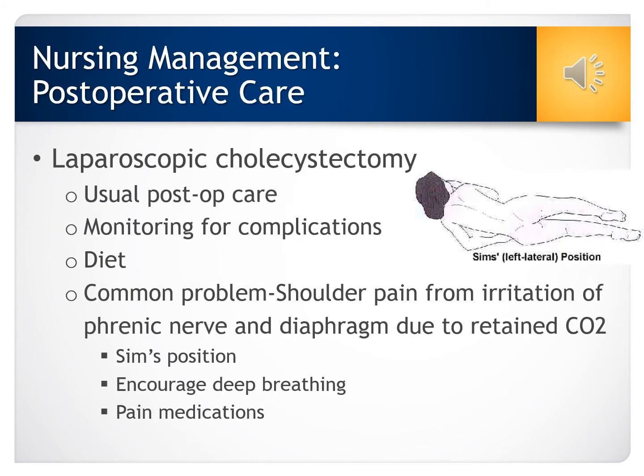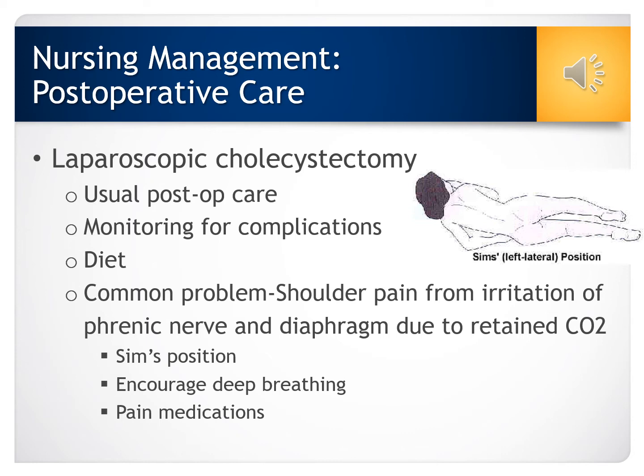Care for the patient who has had a laparoscopic cholecystectomy will include the usual post-op care. You will monitor for complications. You will advance diet as tolerated. But a common post-operative problem is referred pain in the shoulder because of the carbon dioxide that is used to inflate the abdominal cavity during surgery. It may not be released or absorbed by the body, and the carbon dioxide can irritate the phrenic nerve and the diaphragm, causing some difficulty in breathing.